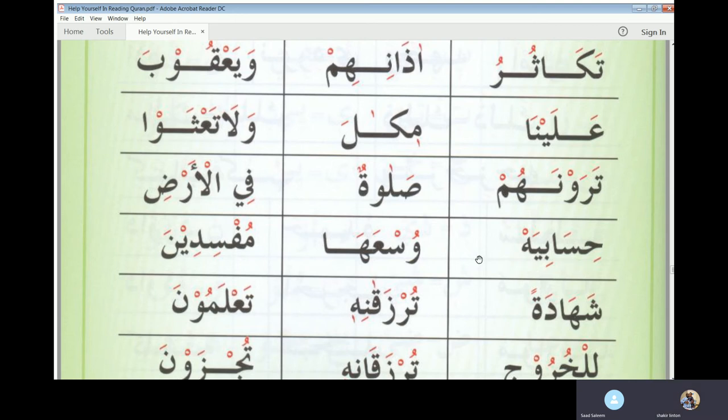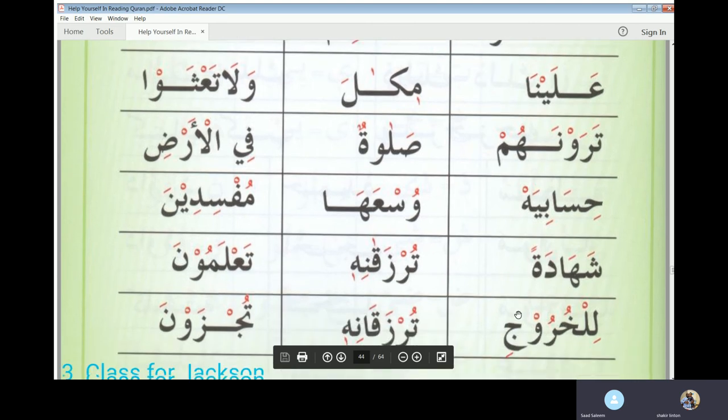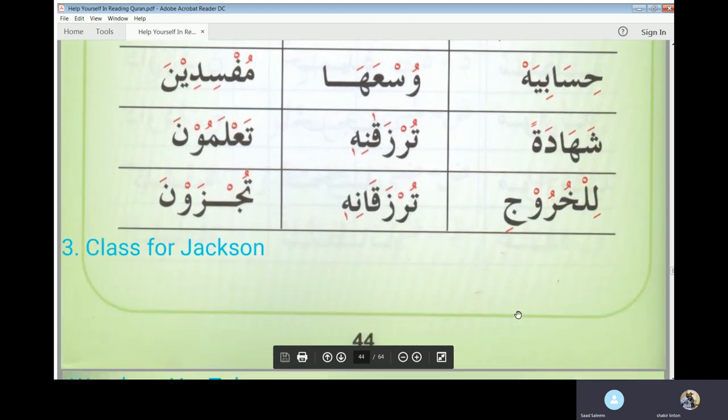Hisabiya. Wus'aha. Mufsirina. Shahadatan. Turzaqabihi.